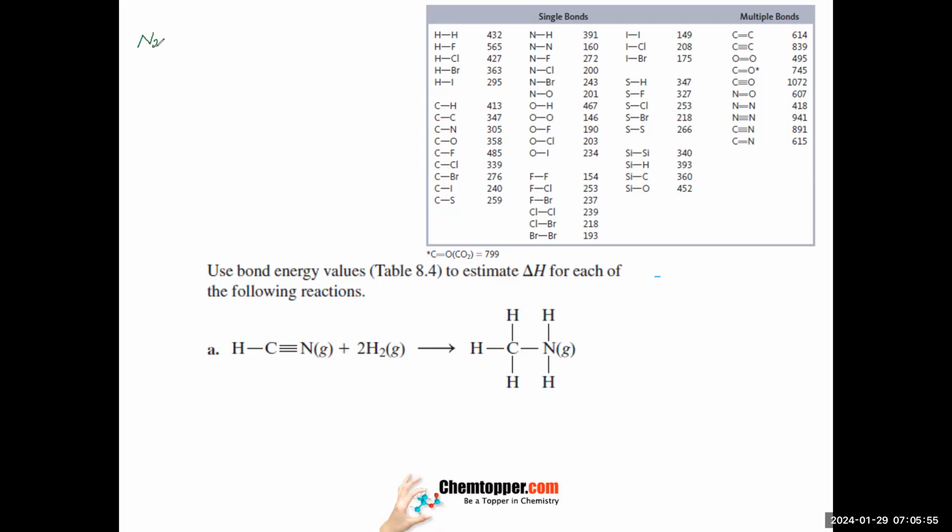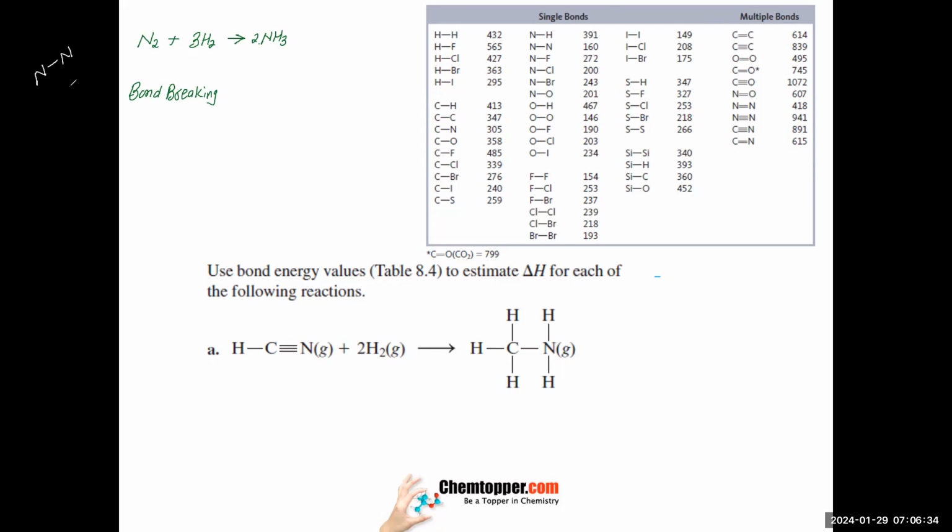N2 reacting with H2 giving you ammonia. Equation is balanced. Now you have to identify all the bonds which you are breaking. Can you identify what bond you are breaking? What is the Lewis dot structure of N2? Only then I can pick up from here. So N bonded to N.